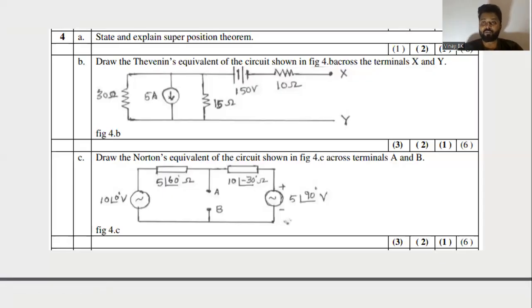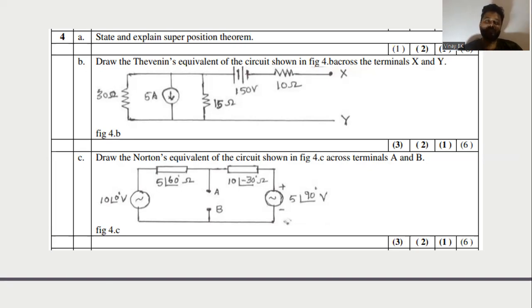See, module 2, question number 4: state and explain superposition theorem. So I apologize that instead of Thevenin's theorem, I explained superposition theorem in my previous video. So for that compensation here, instead of superposition theorem, I'll explain Thevenin's theorem.